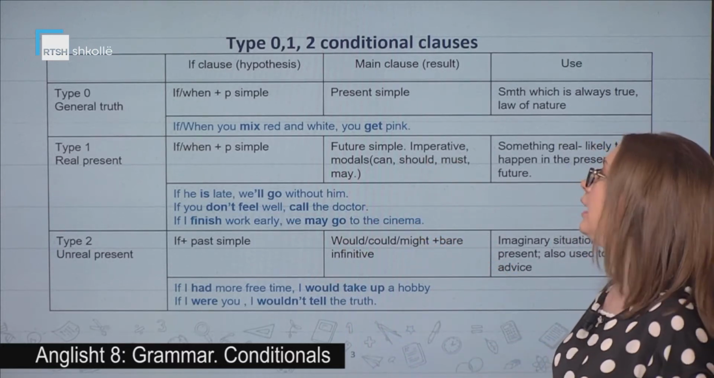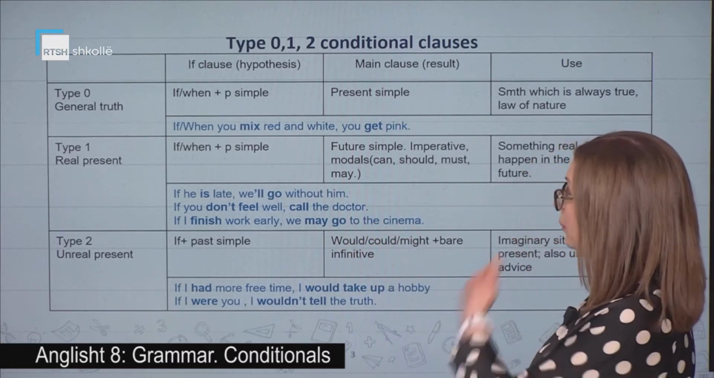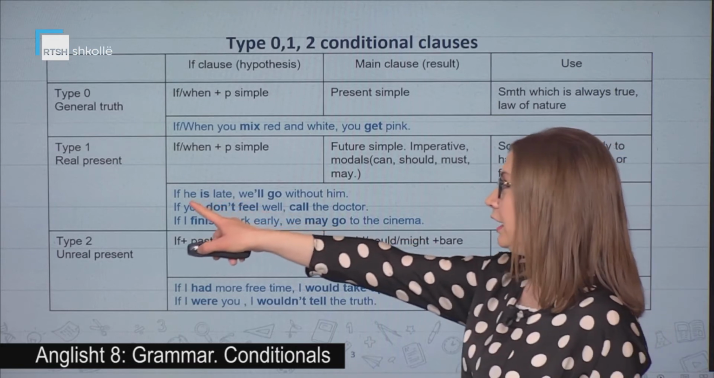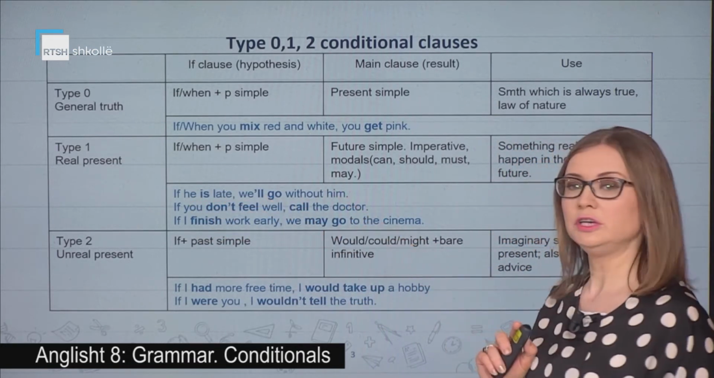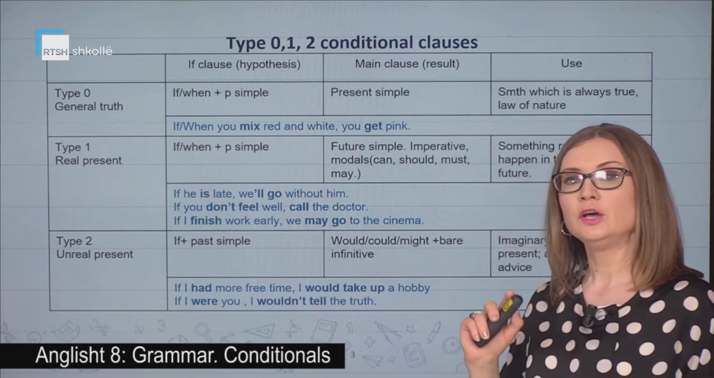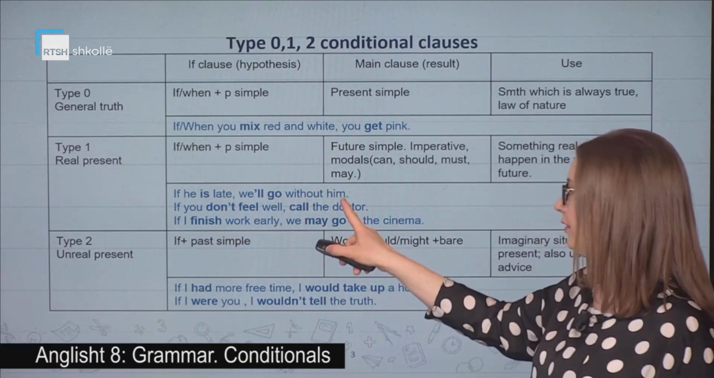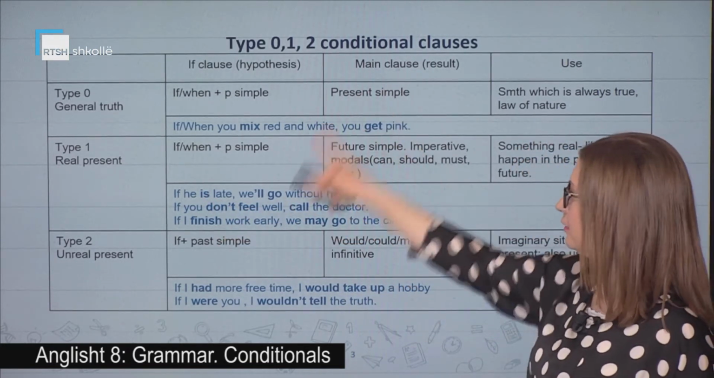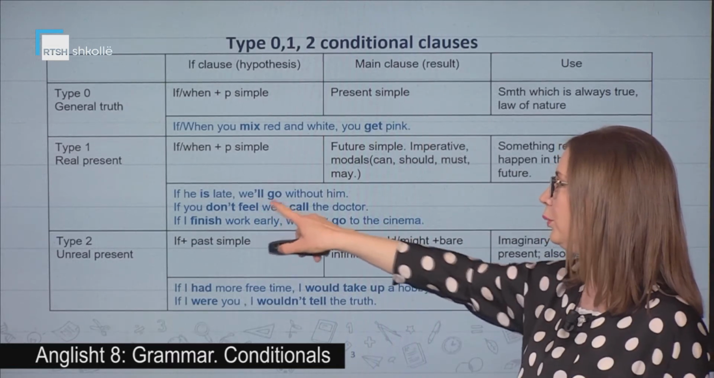Let's read together the sentences given here at the table. So, if he is late, we will go without him. So that is the first part of the sentence, the if clause. And we have present simple, and at the next one, that is the main clause, we have future simple, we will go.